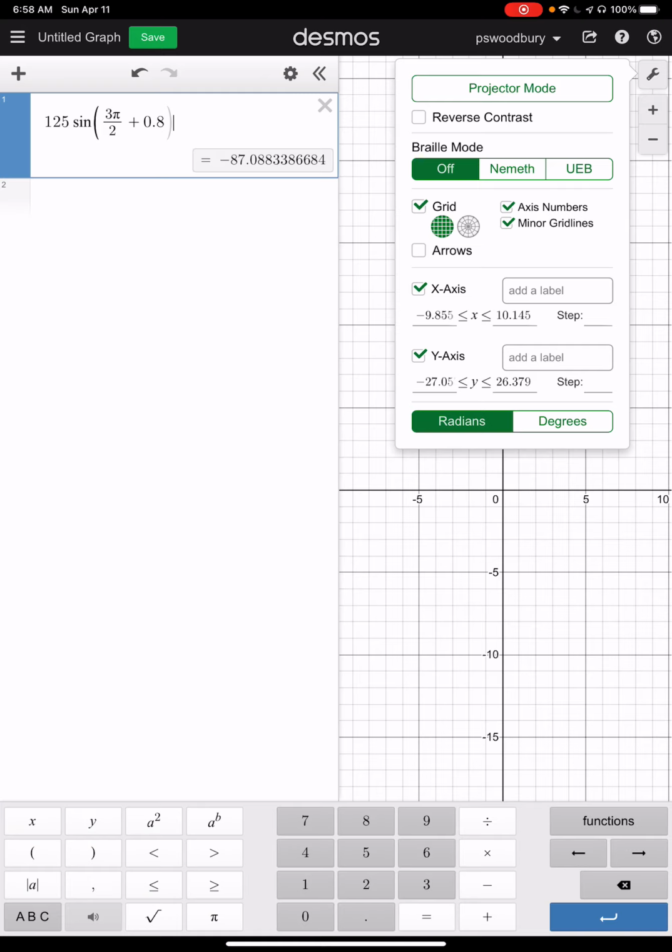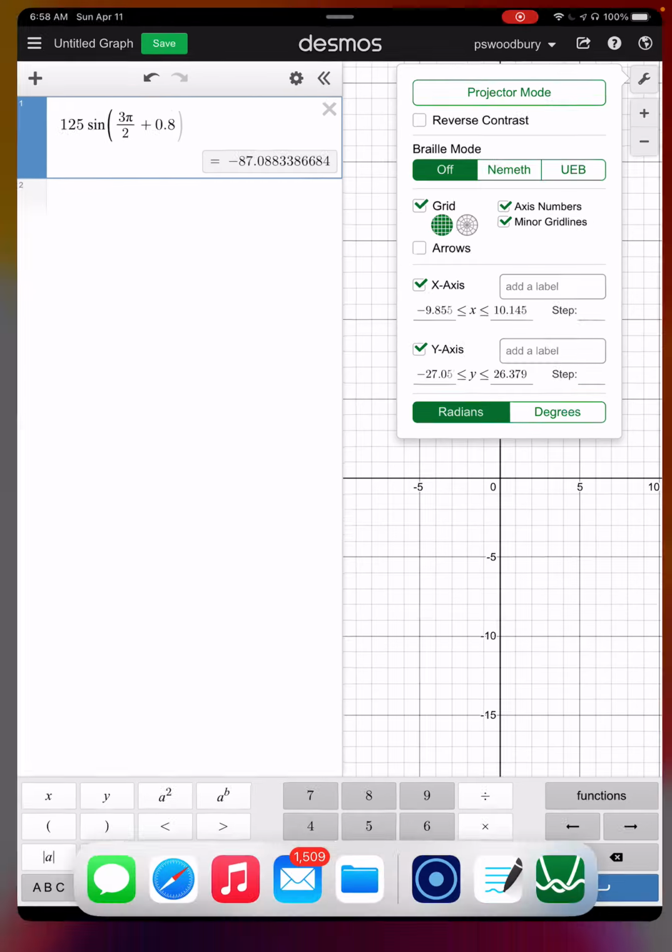If you had this in degree mode, however, you would get a different answer. Notice how that negative 87 changed to 12 when I switched to degrees. And so if you were working in degrees and you forgot to change your calculator to degrees, you would get a different answer. So it's not that your conversion to degrees was necessarily wrong. It's just that you were in the wrong mode on your calculator, potentially.